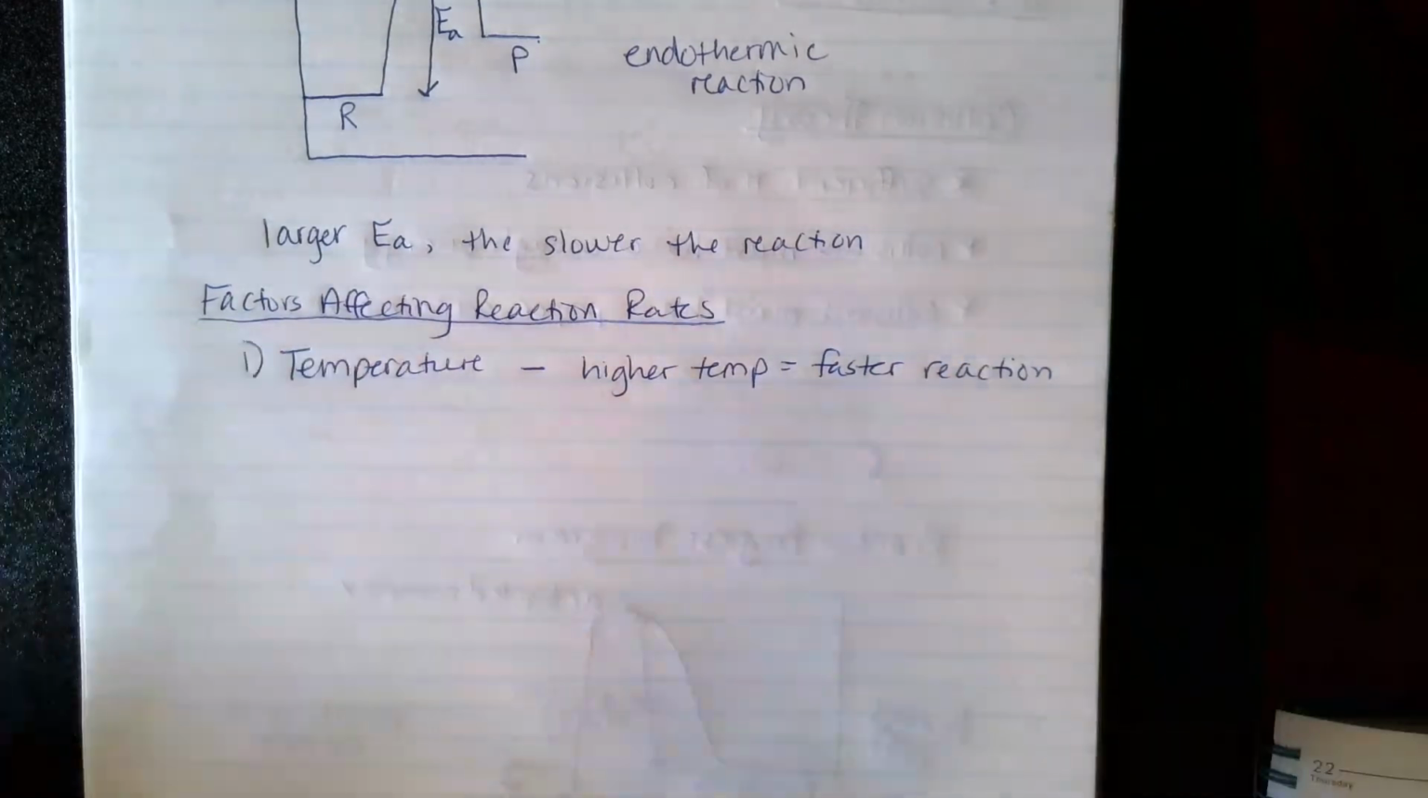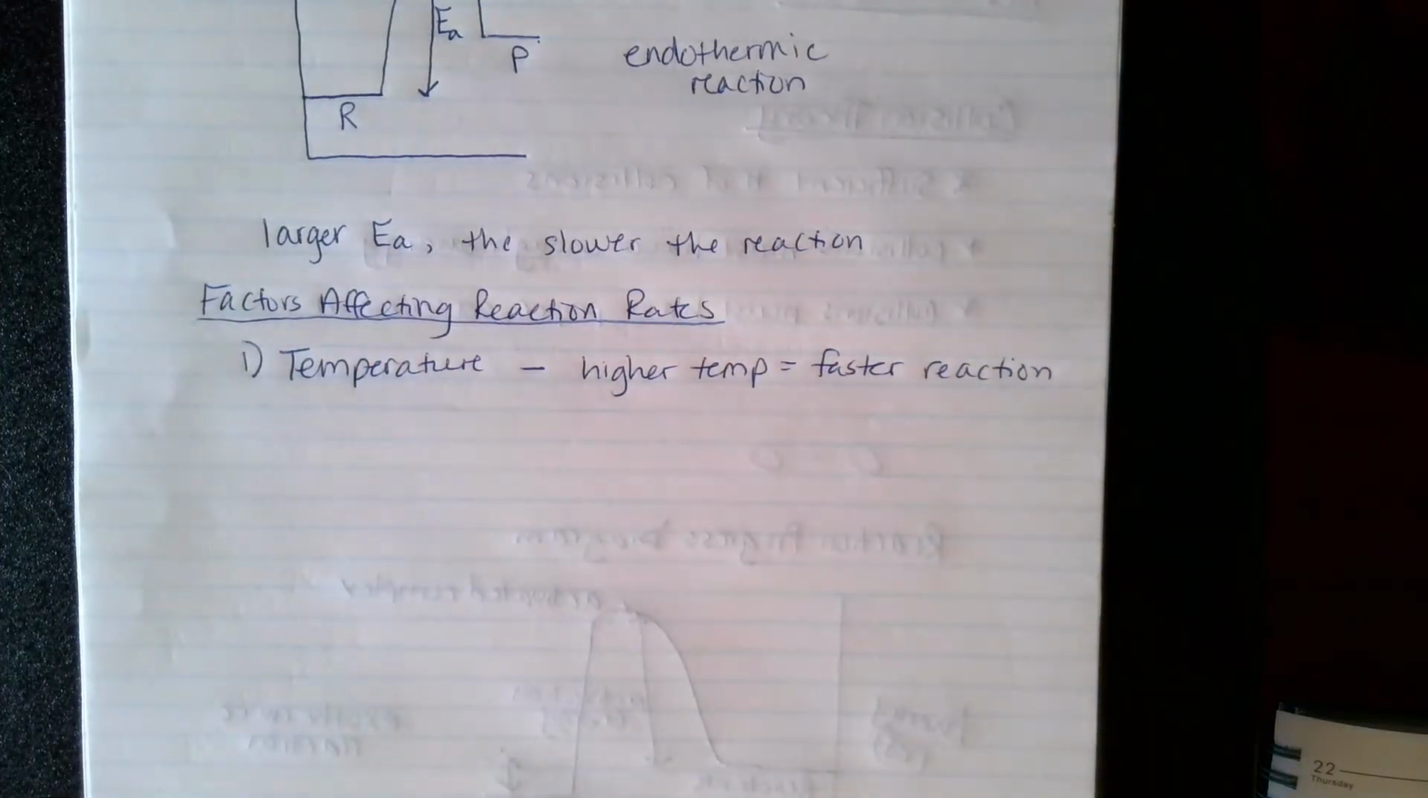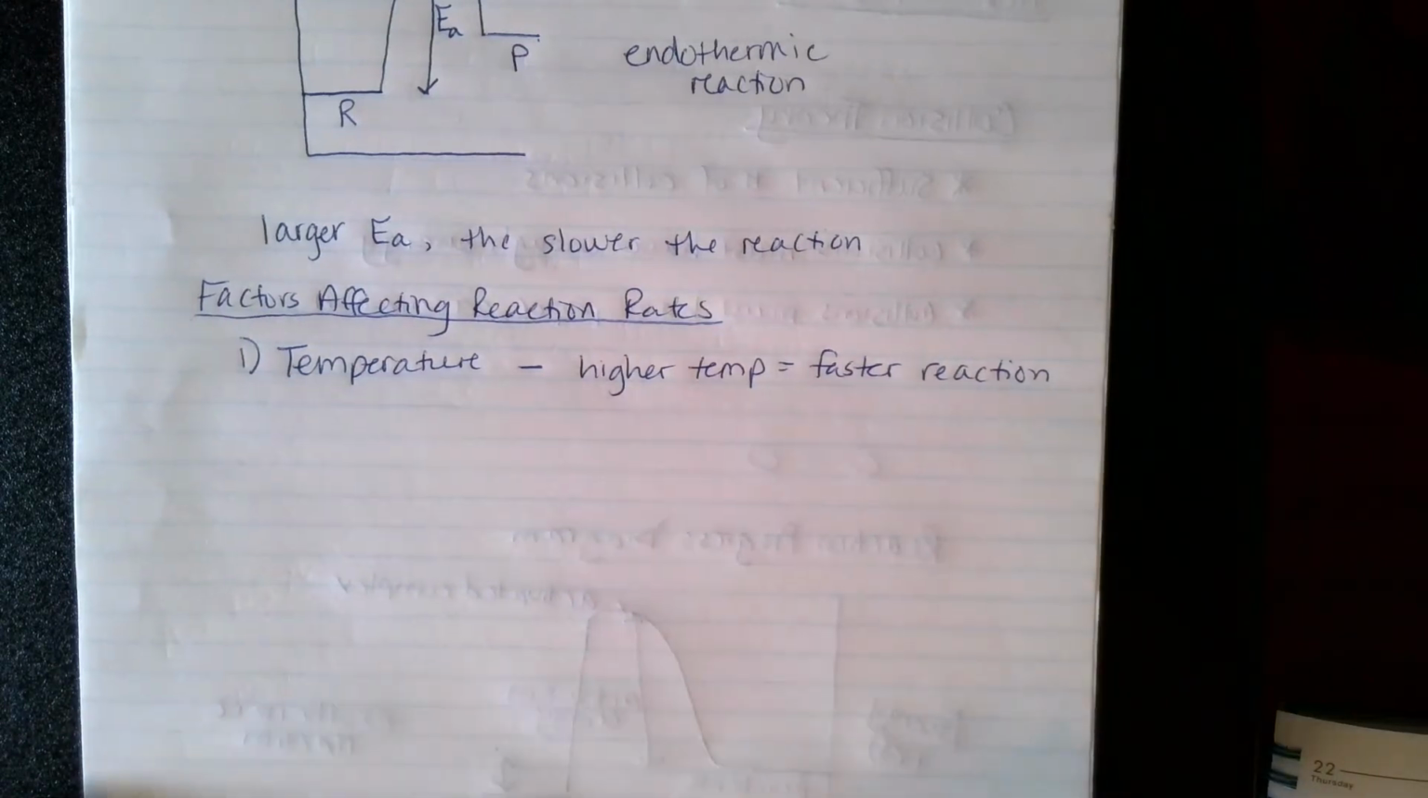Okay, so the first thing that I could do to make my reaction occur faster is change the temperature. The higher the temperature, the faster the reaction occurs. The lower the temperature, the slower it occurs. Now I need to think about that in terms of the collision theory.